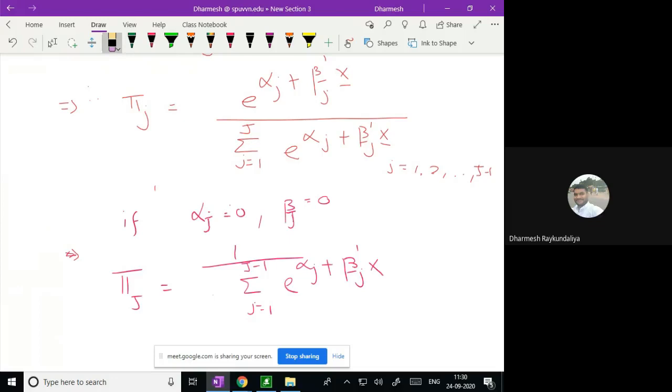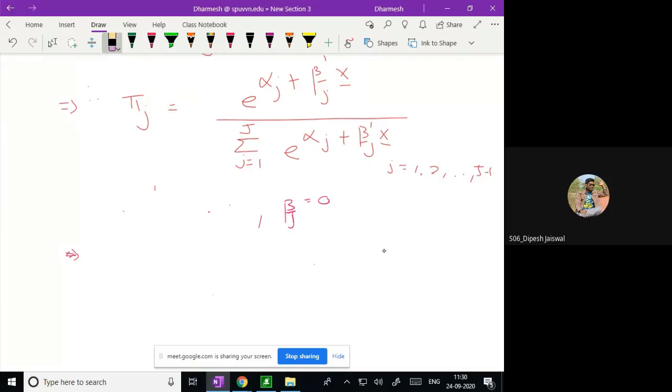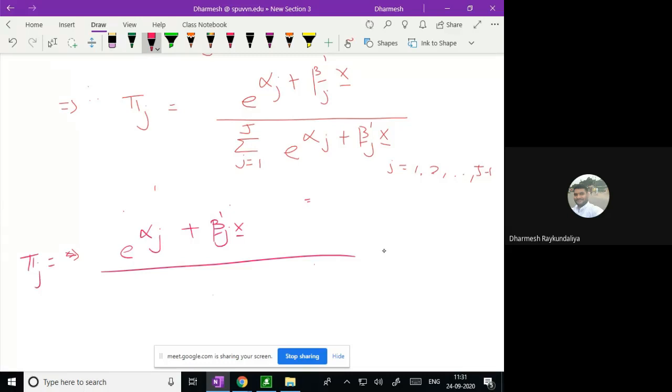You are getting confused. Let me write again. Suppose in this setup, you can write the denominator like this: the summation j running from 1 to J minus 1 of e raised to alpha j plus beta j dash x, plus e raised to alpha capital J plus beta capital J dash x. You can write that, right?